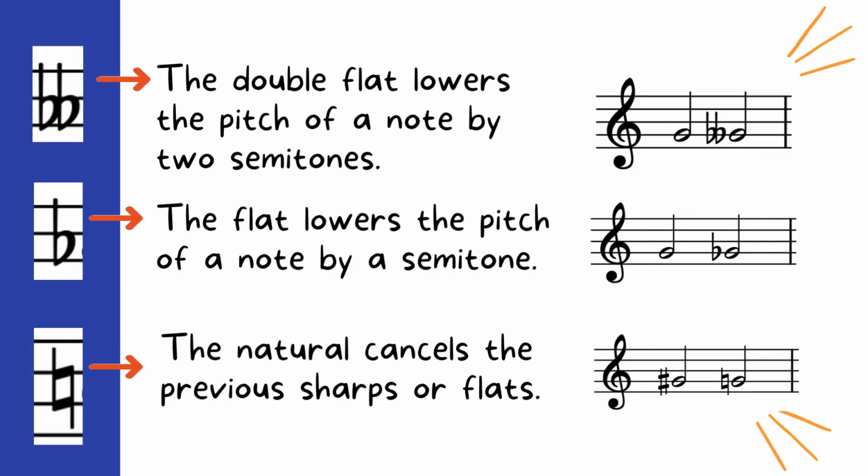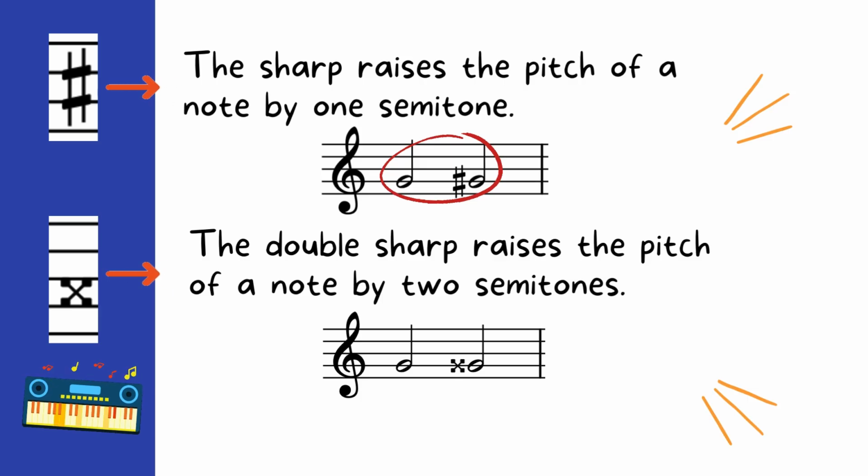The natural cancels the previous sharps or flats. In this case, you will hear G sharp and next G natural. The sharp raises the pitch of a note by 1 semitone. Listen to G and G sharp. The double sharp raises the pitch of a note by 2 semitones. Finally, listen to how G and G double sharp sound.